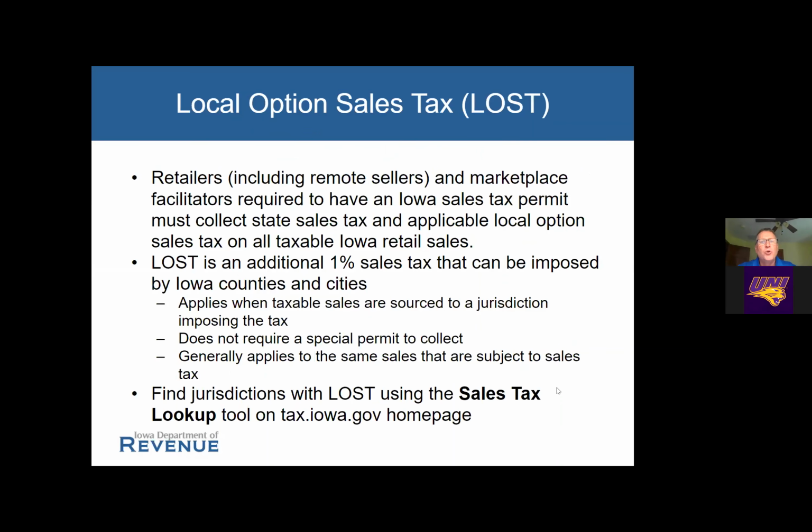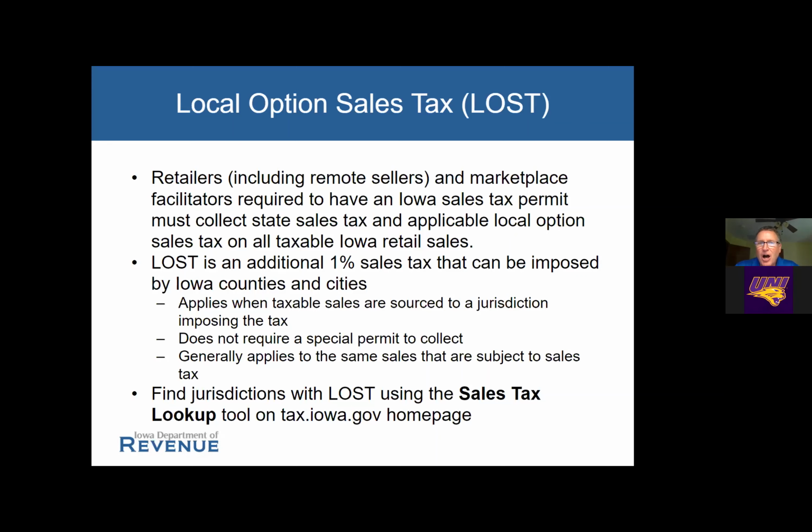Next one here, we've got to talk about the local option sales tax just a little bit. I did mention this earlier, that there are many areas in Iowa that have the extra 1% local option sales tax. This basically applies to retailers, including remote sellers or marketplace facilitators, that are required to have an Iowa sales tax permit. They have to collect state tax plus any applicable local option tax for all their taxable Iowa retail sales. This does not apply to use tax transactions, and we're going to talk more about use tax coming up in just a little bit. But this applies to sales tax transactions.